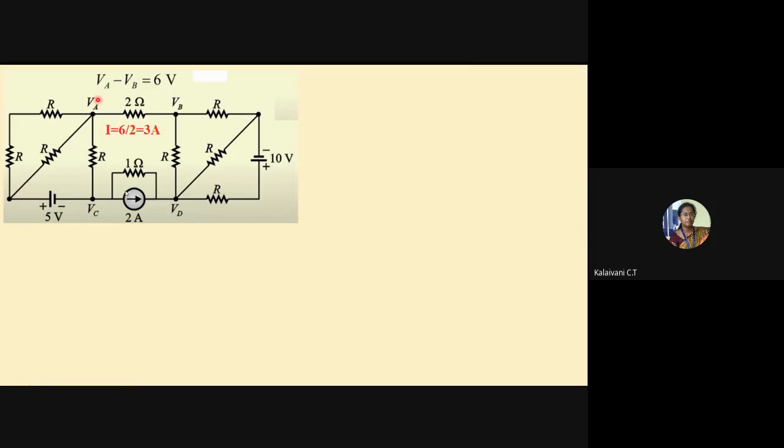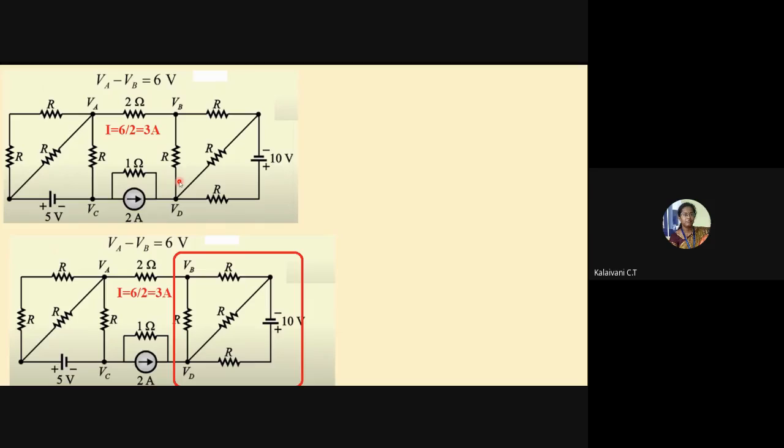So they have given VA minus VB. So the voltage across this 2K resistance will be 6 volt. So the current will be 6 by 2, 3 amps. From this we have found the current is 3 amps. If you see, this is similar to a one port network. I'm taking all these things as one port network. What is the condition for a one port network? Current entering inside will be equal to the current going outside.